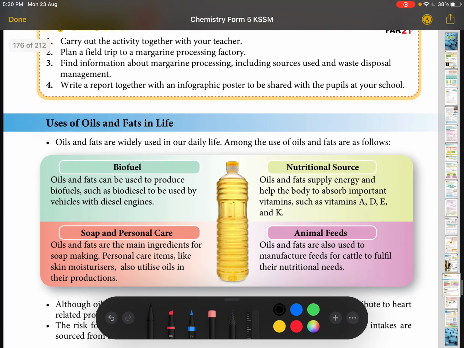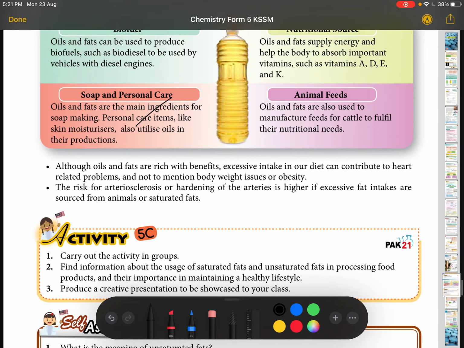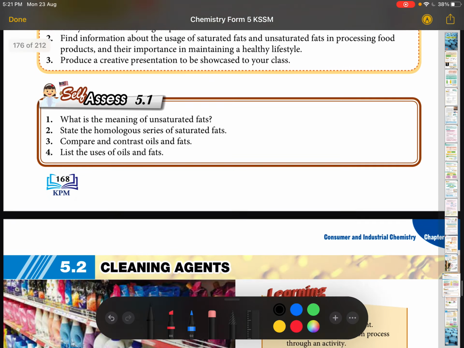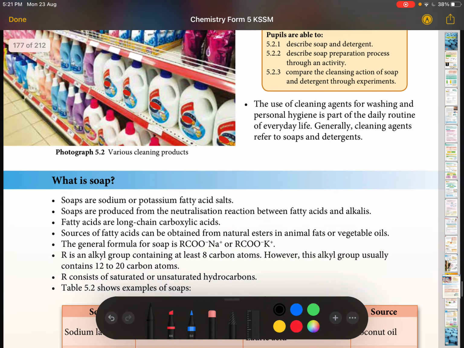These are the uses of oils and fats in life: biofuel, nutritional sources, animal feeds, and soap and personal care. I'm losing my voice right now. I can't even speak straight. I'll talk about this later. These are all logical. Just don't eat too much fat, or you might die.